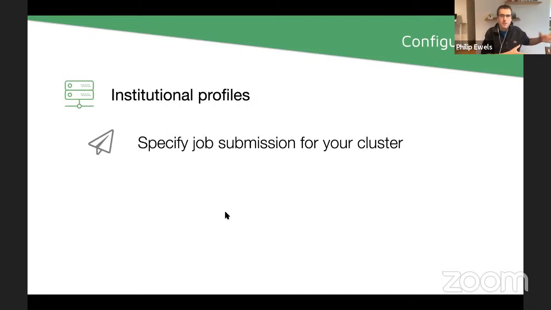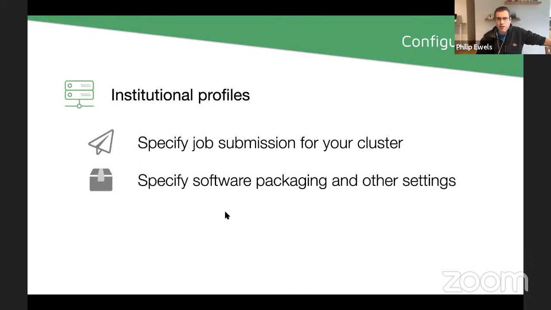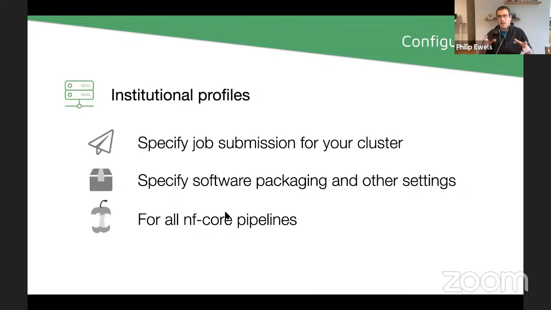So the kinds of things that people typically set in an institutional profile would be basically the setup for your system. So you say, okay, we're using Slurm, or you're using Grid Engine or something like that. You can say on our cluster we have Singularity, so you should be using Singularity or Podman or Docker, whatever. Like I say, it works for all nf-core pipelines, so you don't have to do anything. Once you add it in the nf-core/configs repository, it's immediately available to every single nf-core pipeline.